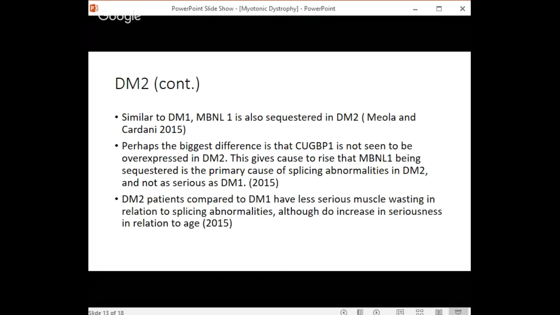So the reason that this CGBP1 is now not as active as it was in DM1, this is really the reason why it's not as severe. So the major cause of the disease is MBNL1 being sequestered and not being able to give the proper alternative transcripts. So that's why they have less serious muscle wasting in relation to these splicing abnormalities. And as with everything, it begins to increase in seriousness with age.